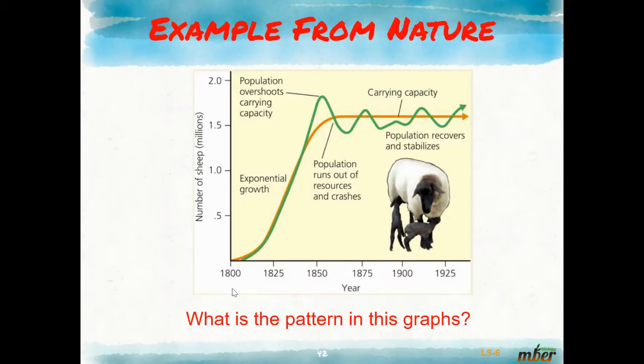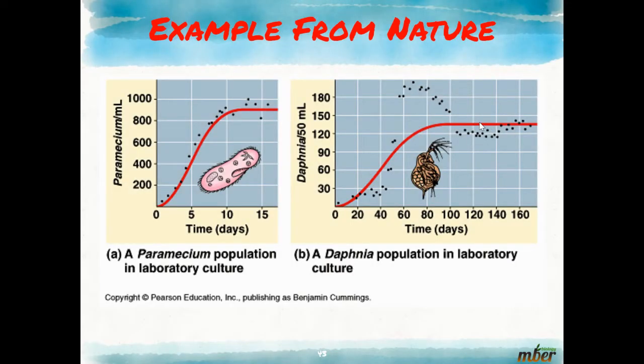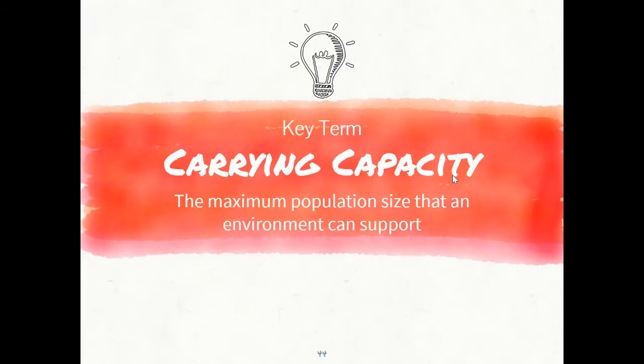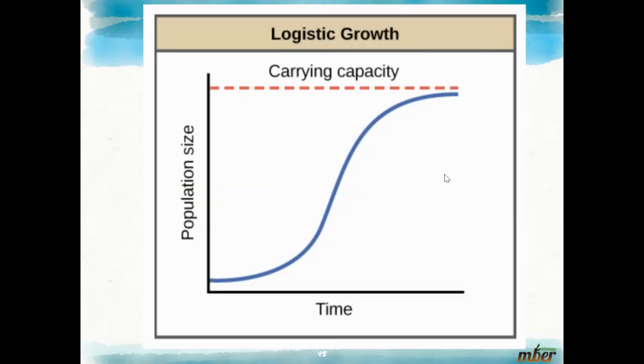Here's another one, right? The sheep start growing exponentially, and then all of a sudden, they start to level off and get a consistent rate. And we see it again here in this Paramecium culture and a Daphnia culture. So this key term is carrying capacity, the maximum population size that an environment can support. Every environment has a carrying capacity. They can only support so many lives, or so large of a population within a species. So this is the stereotypical graph showing carrying capacity.